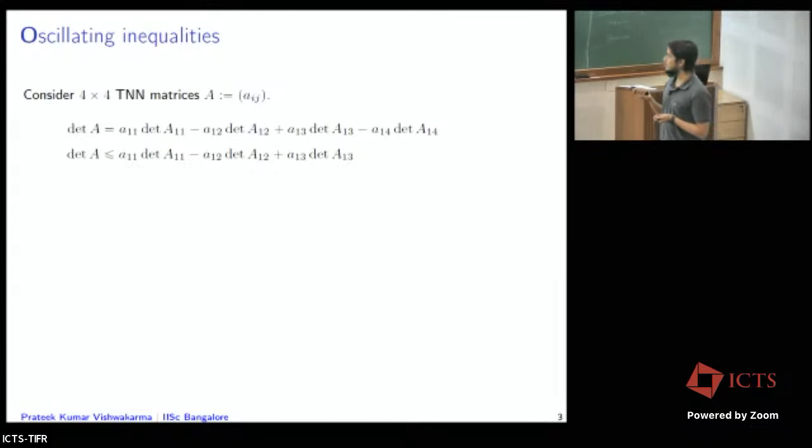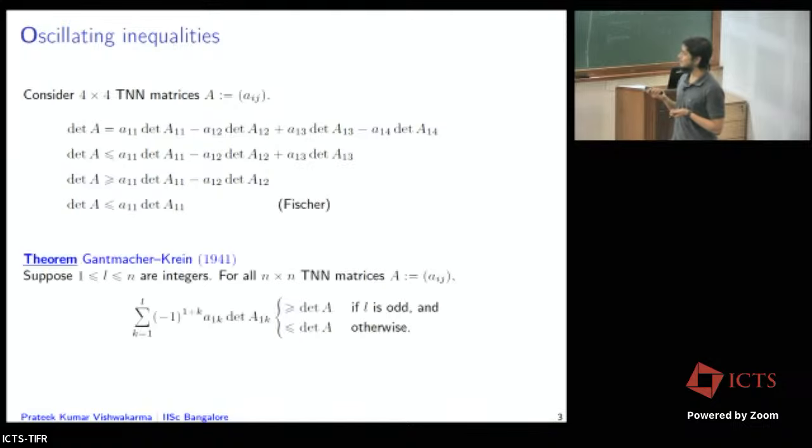However, the phenomenon continues. If we remove the next last term in this expansion, then in the second inequality we again get an inequality which holds over the 4 by 4 totally non-negative matrices. However, the sign of the inequality has now been reversed. The process continues. If we remove the next term, we again get an inequality, also known as the Fisher inequality that we saw earlier yesterday, which holds over all 4 by 4 totally non-negative matrices.